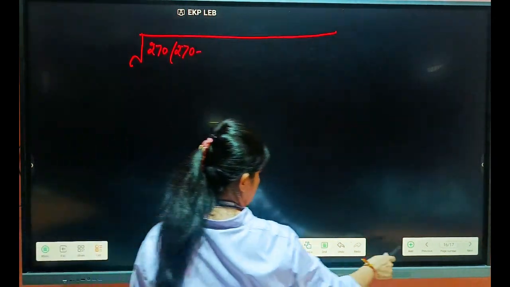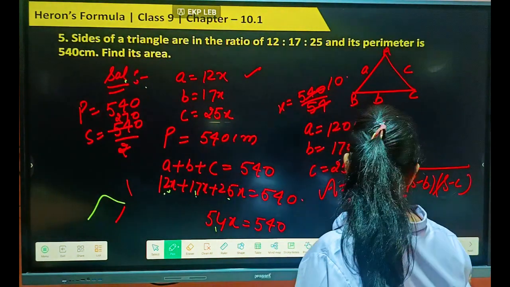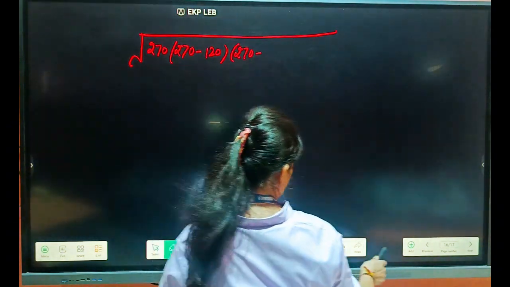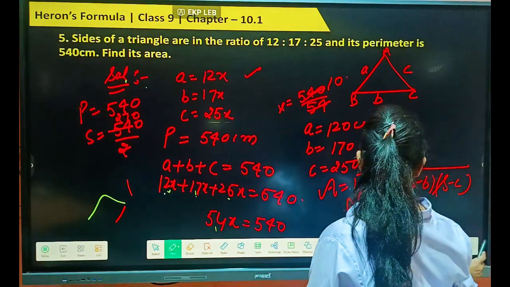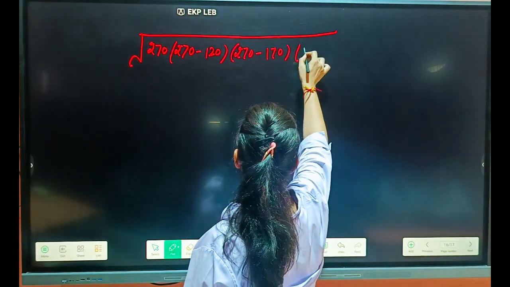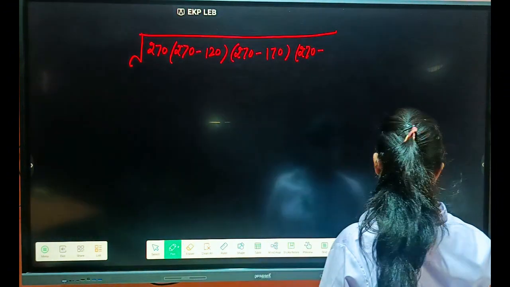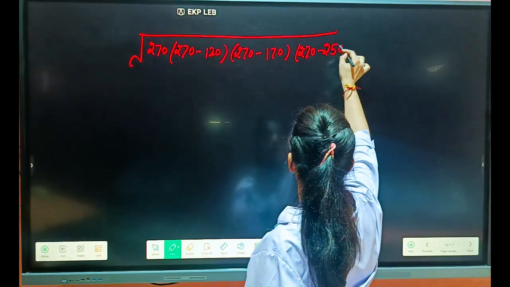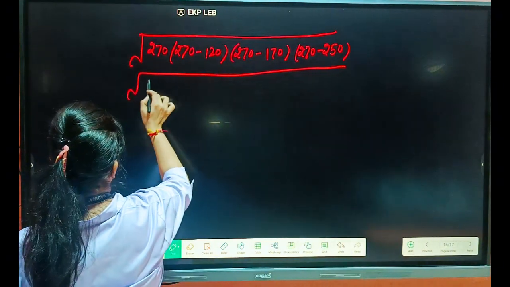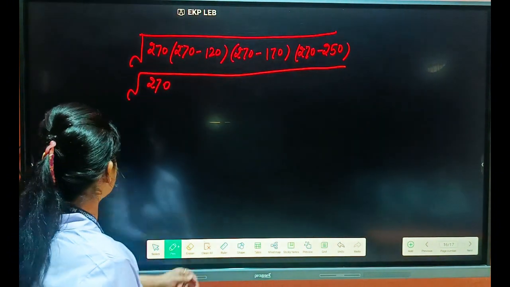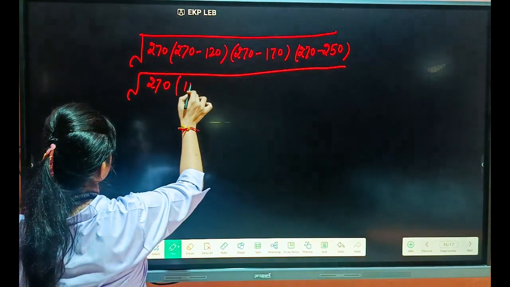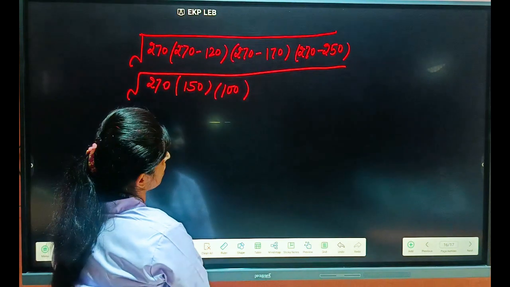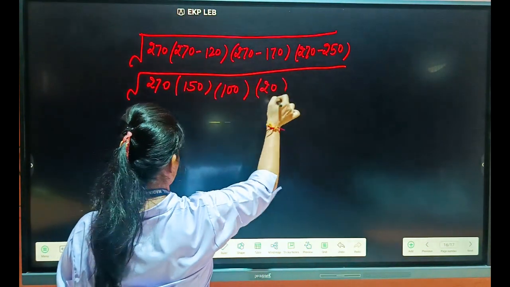270 minus A. What is A? 120. 270 minus B, what is B? 170. 270 minus C. What is C there? 250. Right? Correct now? 270 minus 120, 150. 270 minus 170, 100. And 270 minus 250, 20.